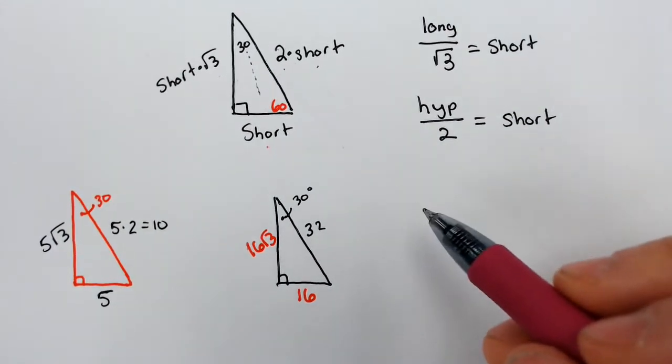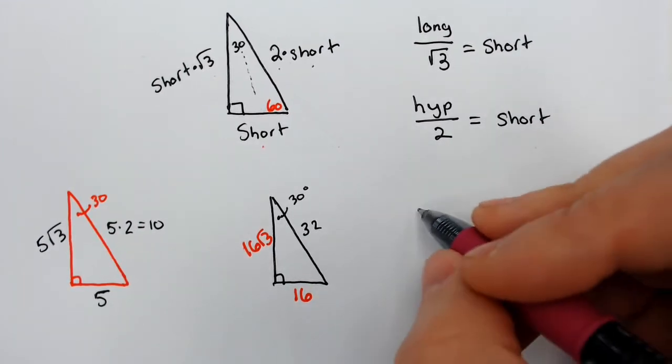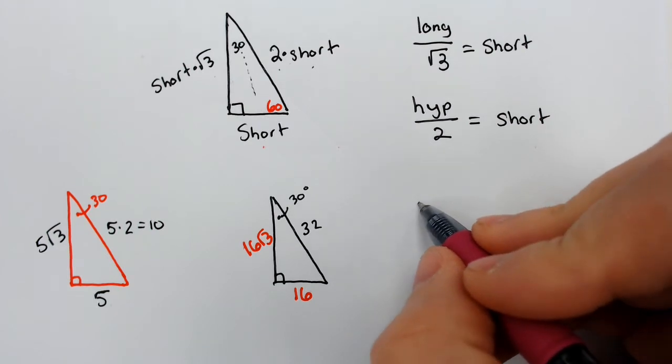What if, instead of getting the short side, you're given the long side, though?